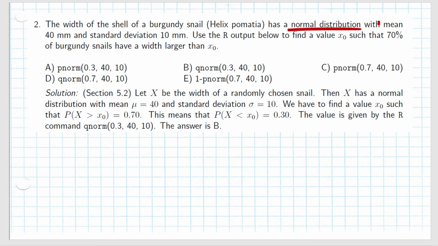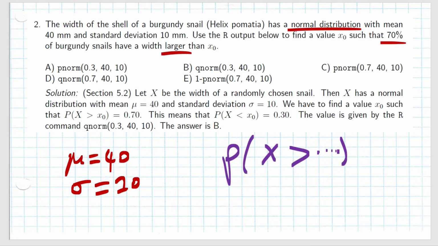I have a normal distribution. The mean is 40 and the standard deviation is 10. Use R to find a value x0 such that 70% of something have a width larger. That probability is given, it's 0.7.